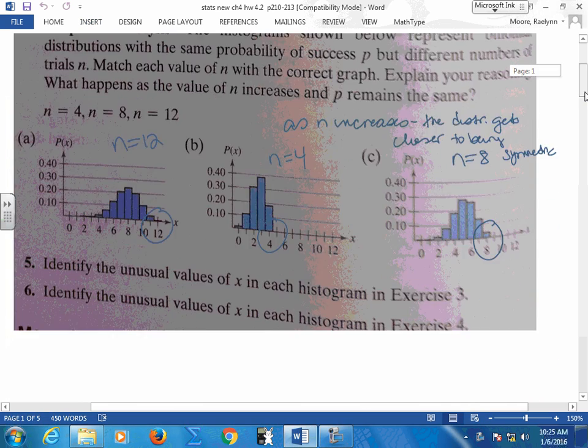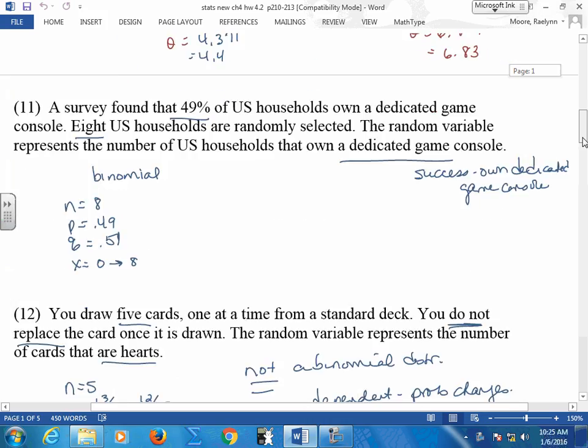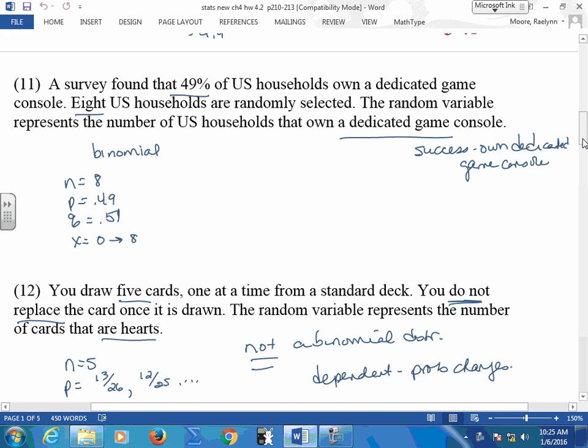Okay, then I gave you 11 and 12. Now 11 and 12 just asked you if they were binomial or not. Remember, to be a probability distribution function, we have two things that happen. All our probabilities are between 0 and 1, and the sum of all your possible probabilities add up to 1. That makes it a probability distribution.